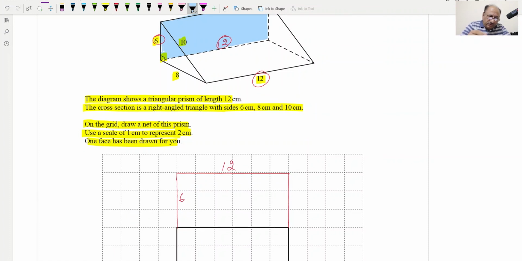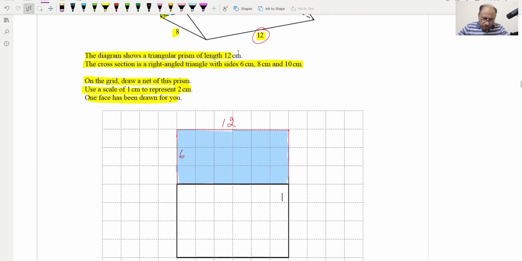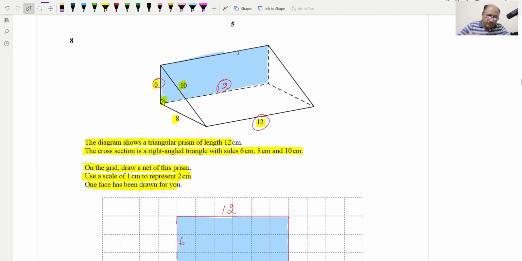So if I shade the same color, which is not required, basically I'm shading for your explanation so that you can correlate the diagram with this one, and this will be the shaded portion which I have shaded similar to the drawing. So this is our 6 and 10 side.